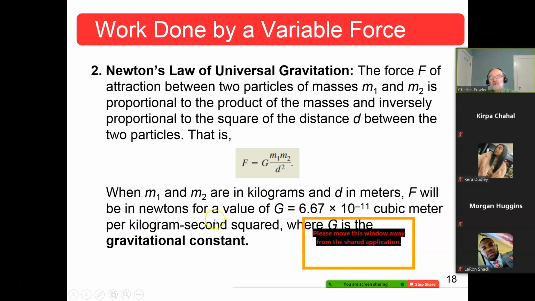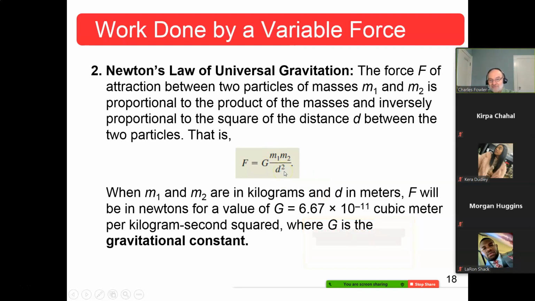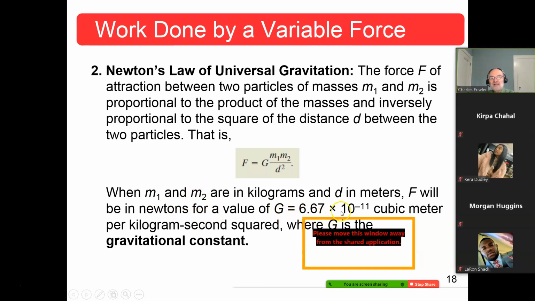When m1 and m2 are in kilograms, which is usually the units we use for mass in the SI units, System International, d is in meters. A kilogram is a pretty large mass. A meter is a really long distance for these kinds of measurements. F will be in newtons, when your G is 6.67 times 10 to the minus 11th cubic meter per kilogram second squared. Okay, now what in the world is that?